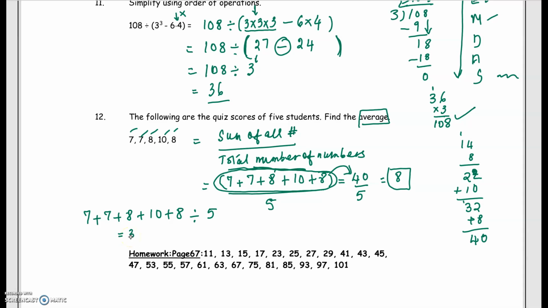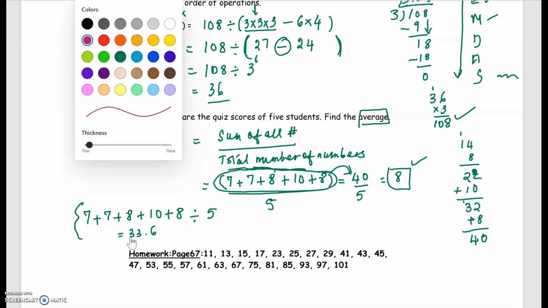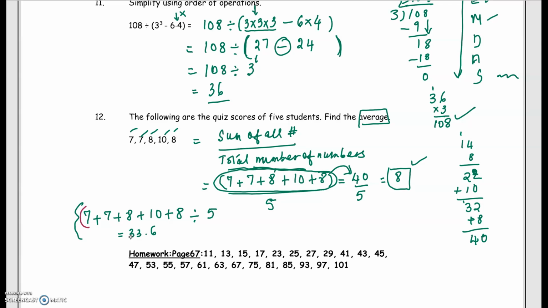And that's equal to 33.6. Now notice that's not what we got. We got an 8. So this is what we need to remember when we enter numbers into a calculator. What we need to do is put parentheses around the entire numerator, which means these parentheses tell us to add all the numbers first before dividing by 5.